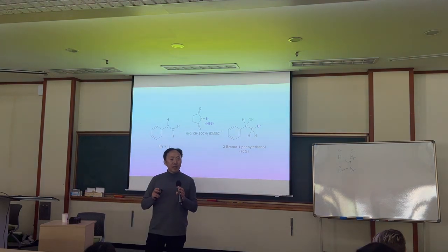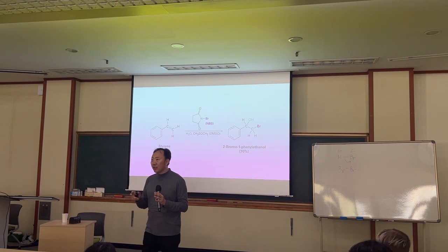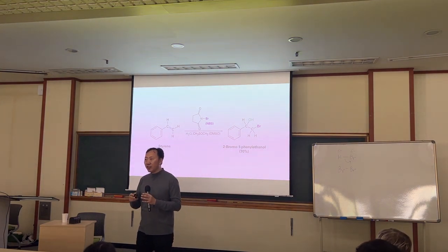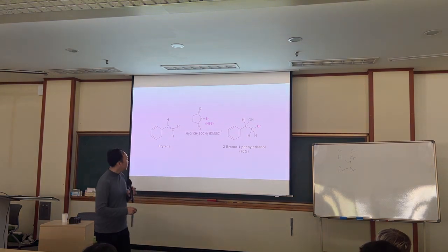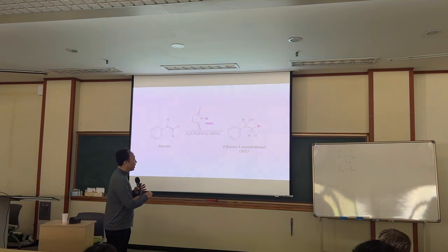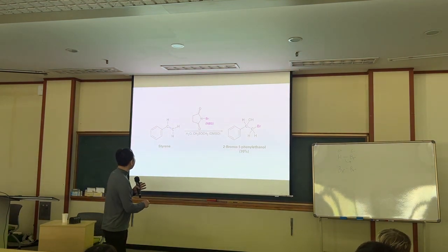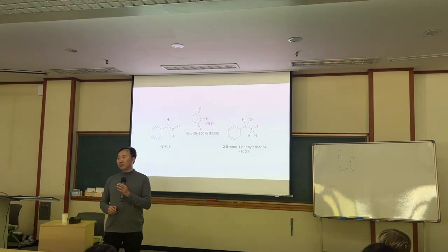When we discussed the selectivity of Markovnikov, we said carbocation stability. A tertiary carbocation is more stable than secondary, than primary, than methyl. Now, if you assume this kind of cyclic intermediate, the bromonium, then why does water not attack here? It attacks only here. Isn't it strange?